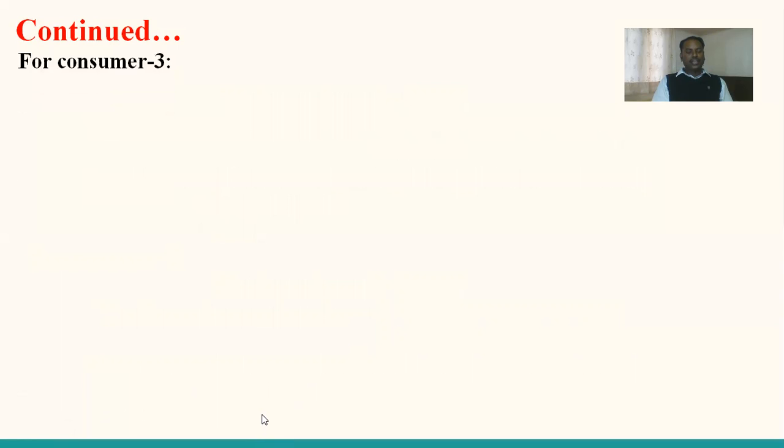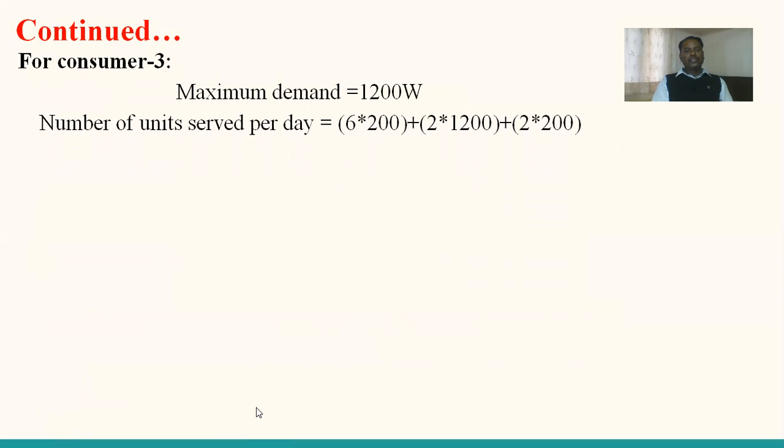For consumer 3, as usual, whatever steps were done for consumer 1 and consumer 2, the same steps have to be repeated. The number of units served: 6 hours into 200 watts, 2 hours into 1200 watts, 2 hours into 200 watts, and the rest of the hours are no load. So calculate it, it is again 400 watt-hour.